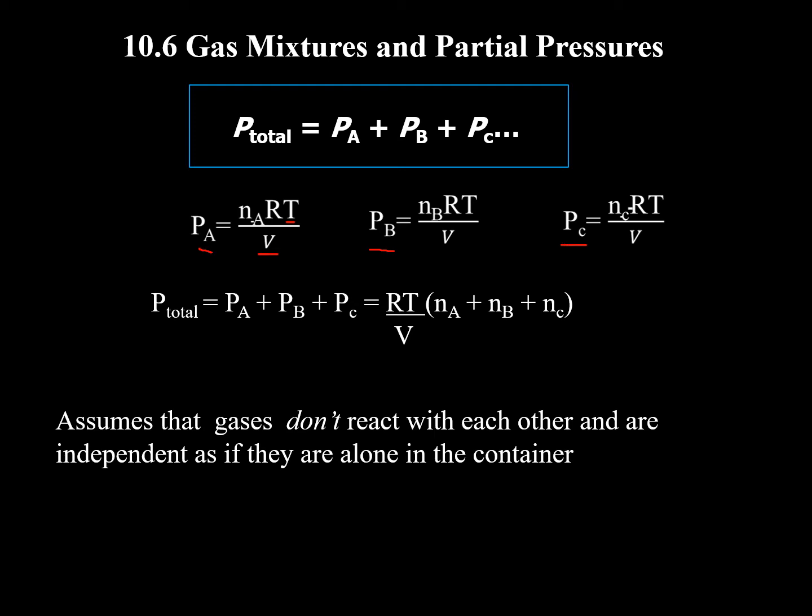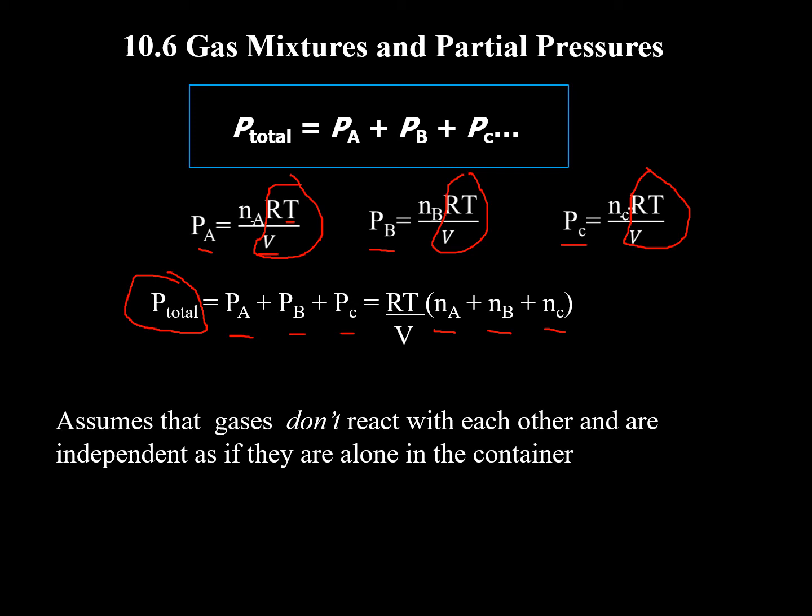partial pressure, we can come up with an equation where the P total, again, PA plus PB plus PC plus PD plus PE, etc. The common value for all these terms is the RT over volume. So we can remove that as a common factor and just have RT divided by V times Na plus Nb plus Nc. We also assume the gases don't react with each other and they're independent in the container.